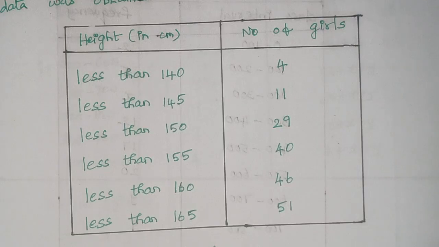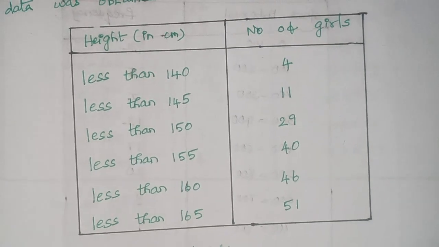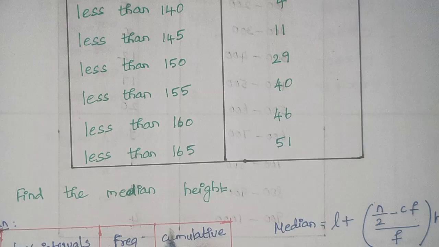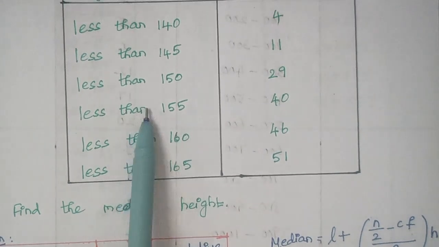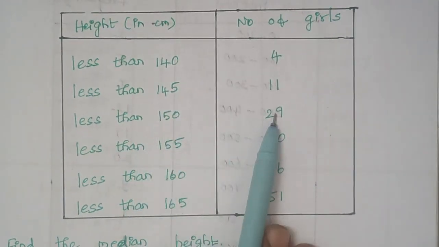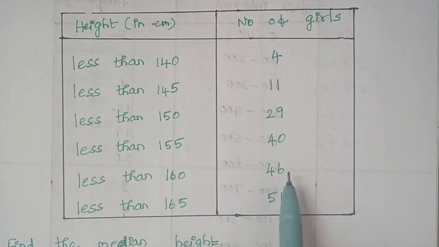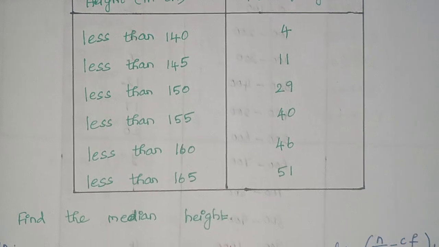So from the cumulative frequency, we have to find the original frequencies. Let me show you how to calculate that. In this problem, we are going to find the median height. First we will frame perfect intervals over here. Cumulative frequencies are given, and we will calculate the frequencies. So the first thing is framing the intervals.